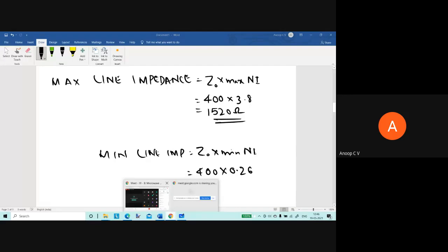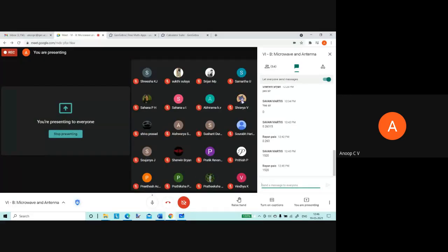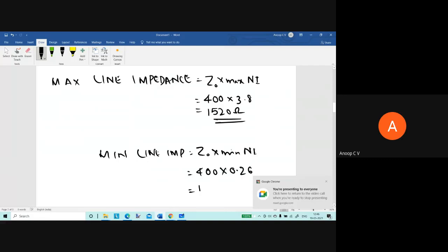Are you typing it in? 400 into 0.26? No, 104, sir. 104 ohm, right? So this is the minimum impedance.